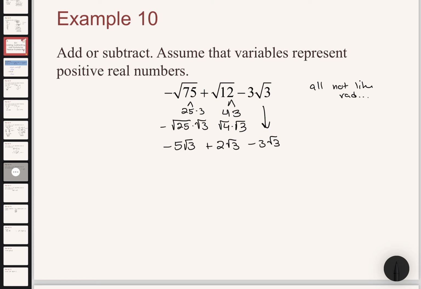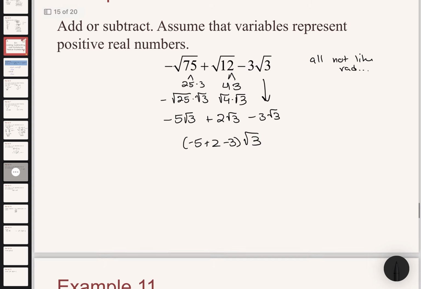Sweet, let's combine them. Negative 5 plus 2 minus 3 square root of 3 is going to give us negative 6 square root of 3. And that, folks, is our answer.